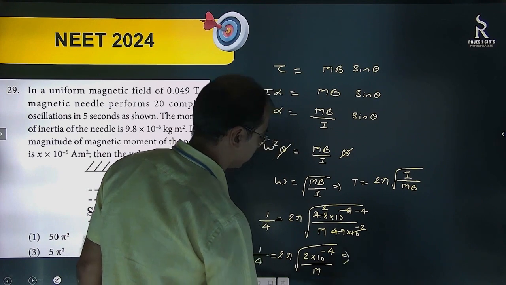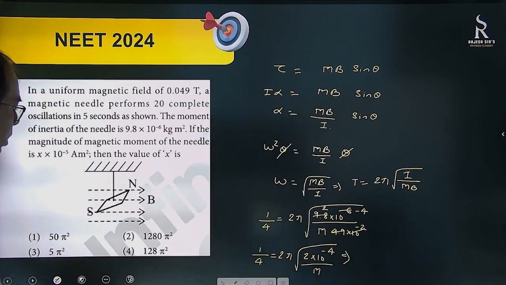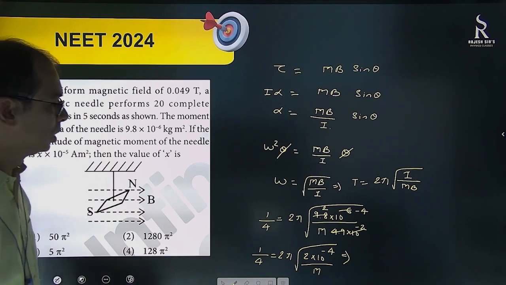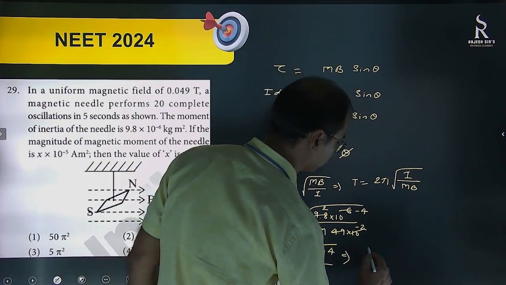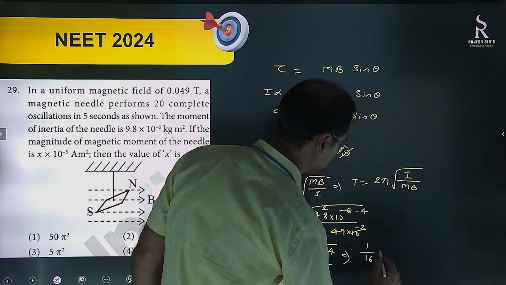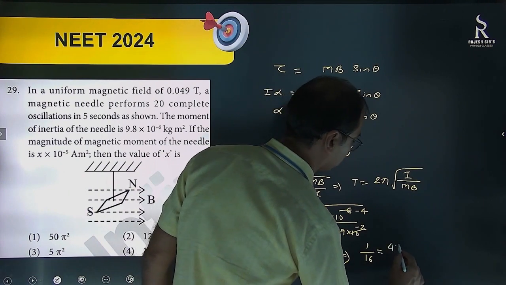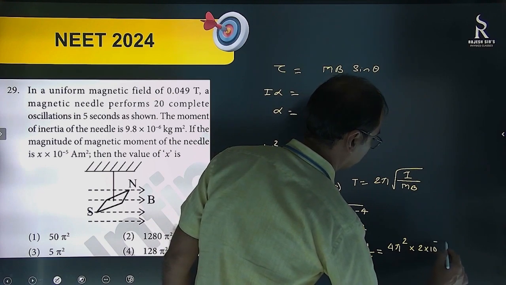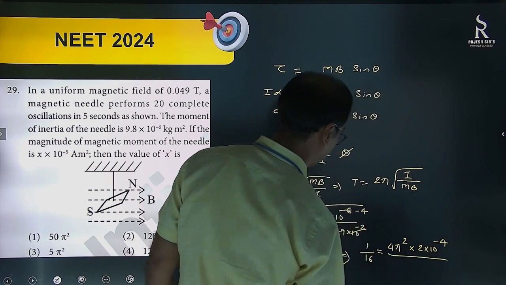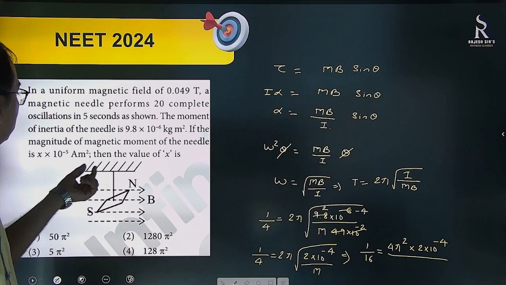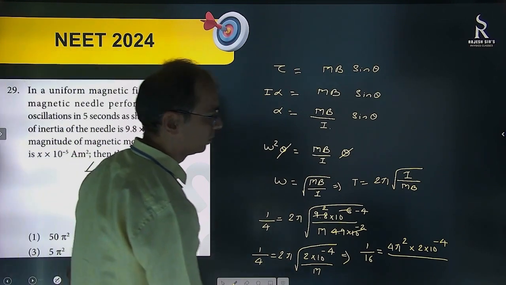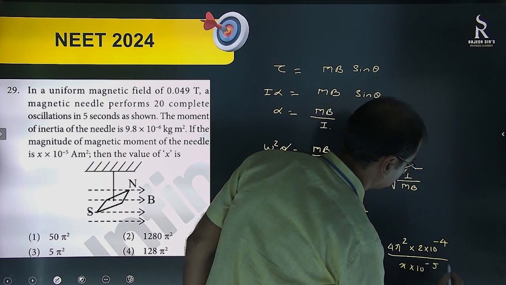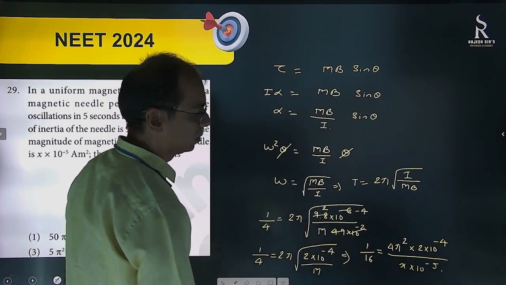If we are squaring it, the answer is in terms of pi, so you should not change pi. Pi should be there only. Squaring gives 1 by 16 equals 4 pi square into 2 into 10 to the power minus 4 by m. Now the m value is given as x into 10 to the power minus 5, so you take x to that side because you have to find x.